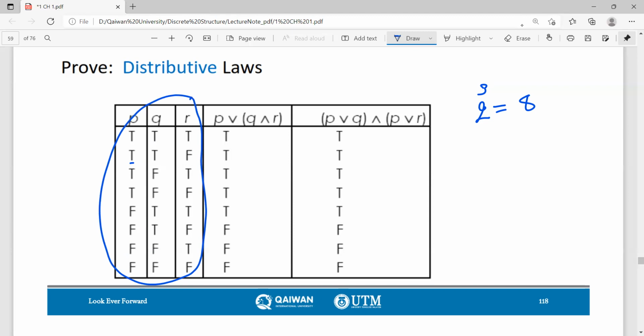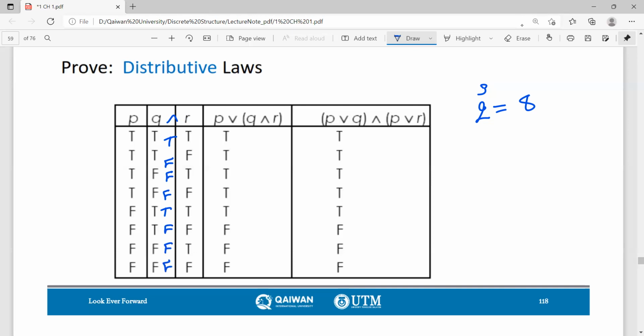Then we are going to use these 3 columns to get these. It's easier to find Q and R first. What's Q and R? It's true in only one case, when both are true. Otherwise it's false. I'm just going to write it down between them. This is Q and R: false, false, true because both are true, then false, false, false.